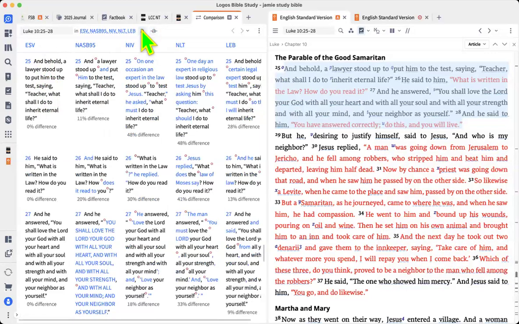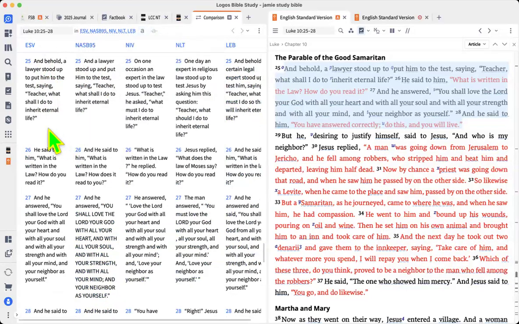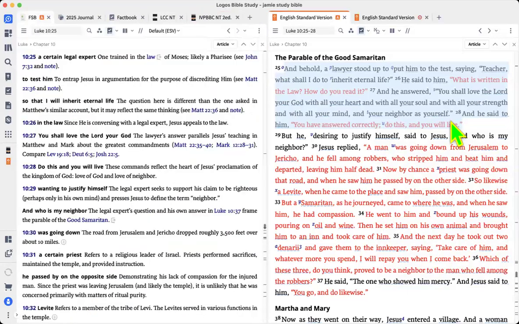So really helpful. If I want to change the actual Bibles I'm using, I can change them here. Really good text comparison tool. So you're going to use that in your homework. Let's see. Okay. Yeah. That will help you.